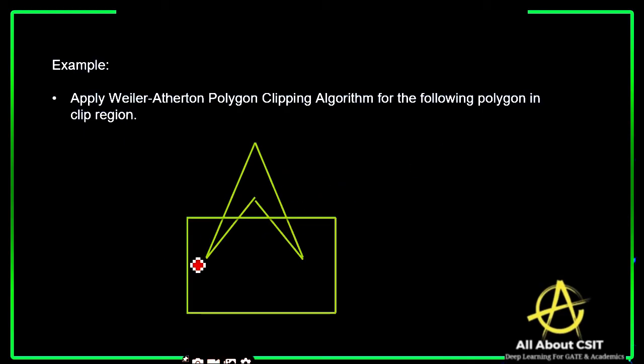Let's take this polygon. The clip window points are C1, C2, C3, C4. This is the window. Let me take the vertices of the polygon: this is V1, V2, V3, V4. The vertices are V1, V2, V3, V4.